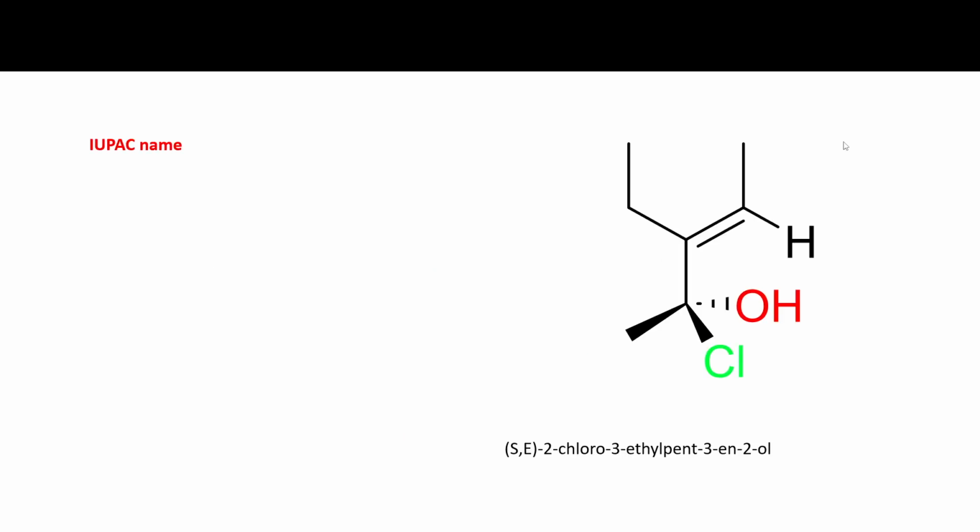Next, put the IUPAC name of this compound. So the IUPAC name of this compound will be S-2-chloro-3-ethylpent-3-en-2-ol.